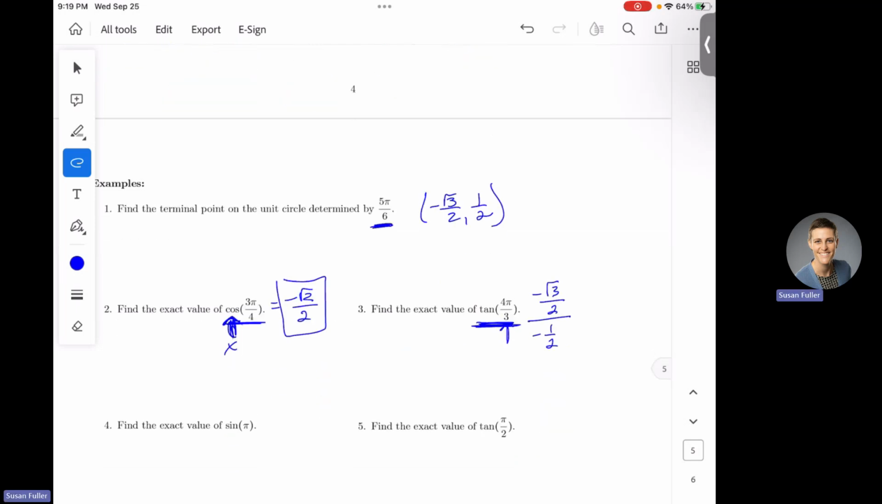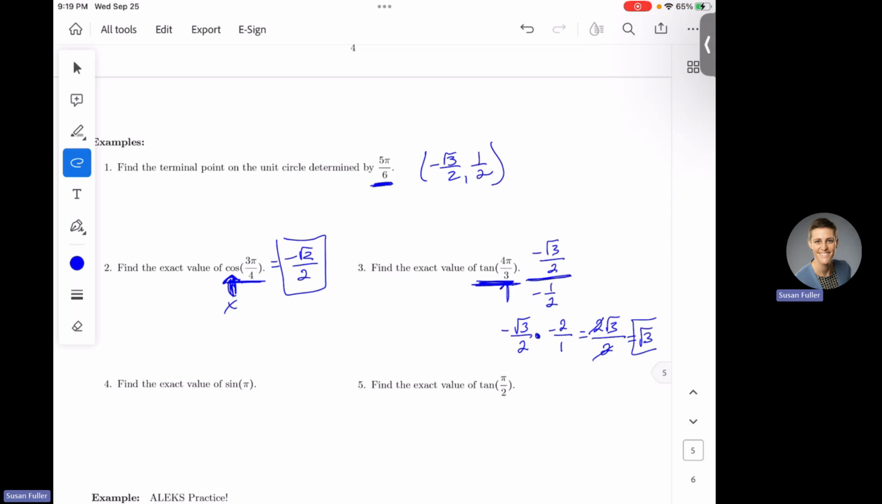Now I have to figure out how to divide these. How do you divide things that look like this? Yeah, you're going to keep, change, flip. Negative root 3 over 2. I'm going to change the division to multiplication, and I'm going to flip this bottom one and make it negative 2 over 1. Now I'm going to multiply across. The negative times the negative turns into a positive. I'm going to get 2 root 3 over 2. Notice these 2's are going to cancel, and I'm just going to get the square root of 3. That is going to be the tangent value of 4 pi over 3.